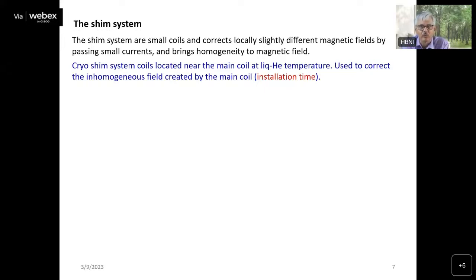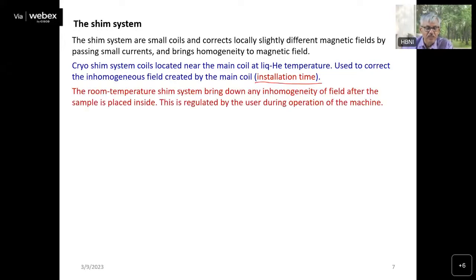The cryosims, I have already told you, are installed inside at liquid helium temperature and used to correct the inhomogeneous field created by the main field. But that is not done regularly. It is done once when the machine is installed. The room temperature SIM system brings down any inhomogeneity of field after the sample is placed. So once you put the sample, there will be inhomogeneity, and that is regulated by this SIM coil, and that you have to do during the operation of the machine.